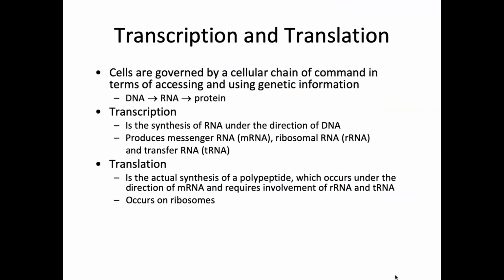The second step of gene expression is the utilization of these transcripts to then produce a protein. Translation, the second step of gene expression, is the actual synthesis of a polypeptide, a string of amino acids, that occurs under the direction of mRNA and requires the involvement of the other 2 types of transcripts that I've described. The cellular machinery where this protein synthesis takes place, as I've described previously, is what we call a ribosome. We'll talk a little bit about ribosomes in the future as well.